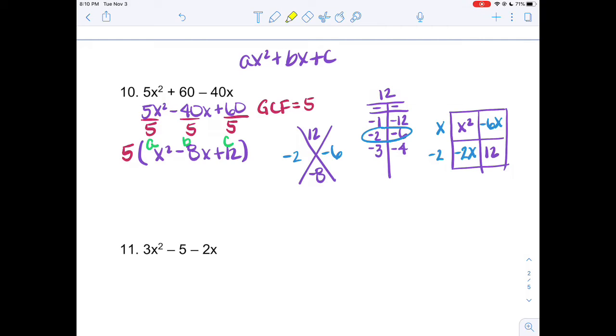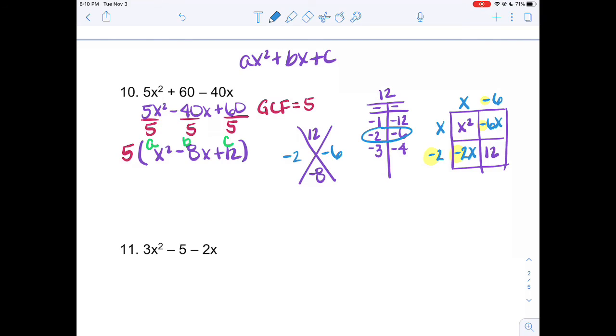Remember, the reason that we have the negative on the 2 is because we have a negative in the box right next to it. And then x squared and negative 2x has an x. And again, a negative on the 6, the greatest common factor between negative 6 and a 12, because of the negative right there in the box right next to it.